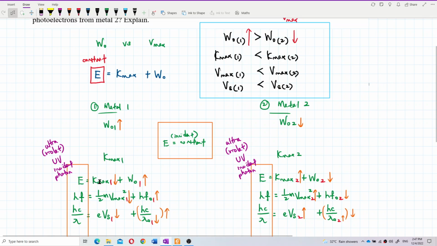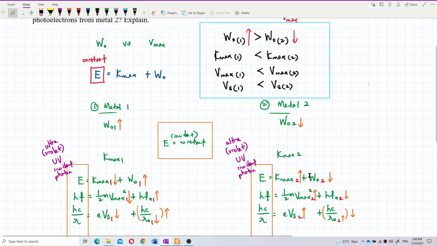However, for metal 1, most of the energy received is used to overcome the very high binding energy, the very high work function. So it is left with a very small amount of kinetic energy. The speed ejected also becomes small. So you need a very low stopping potential to stop the very slow photoelectron.